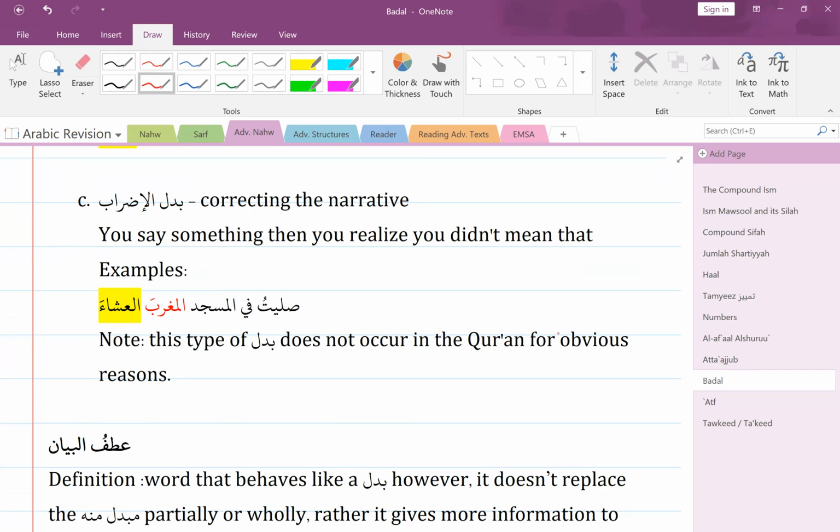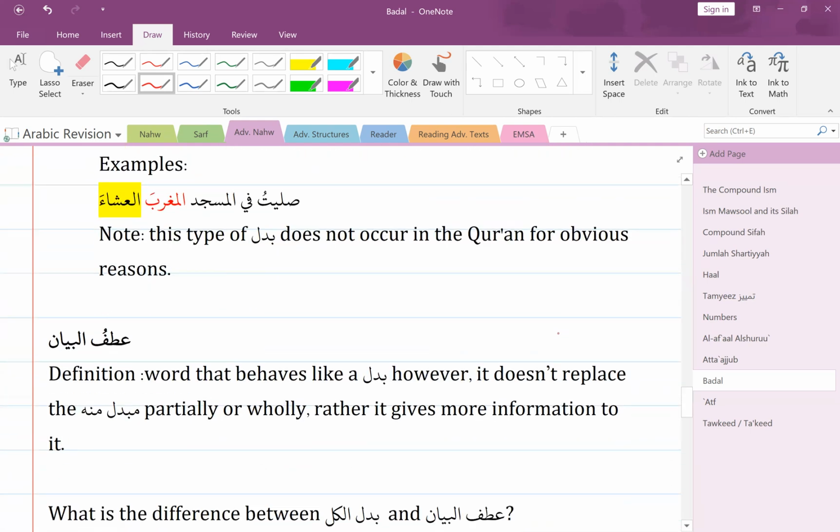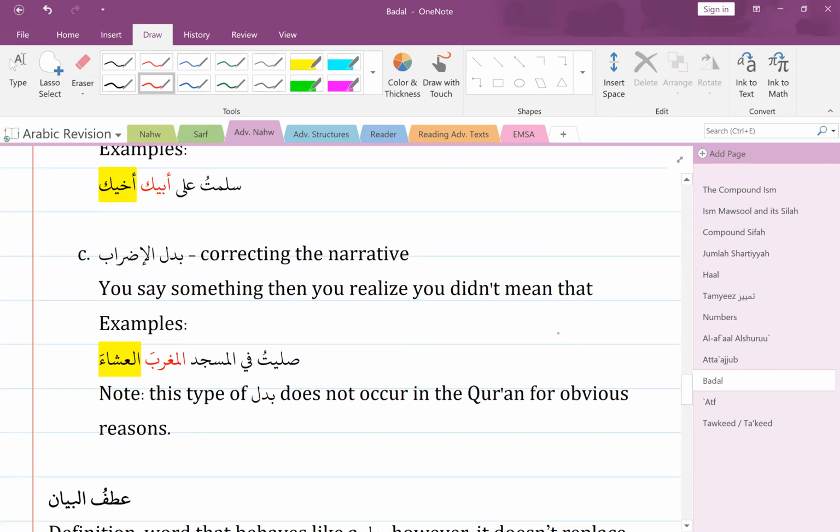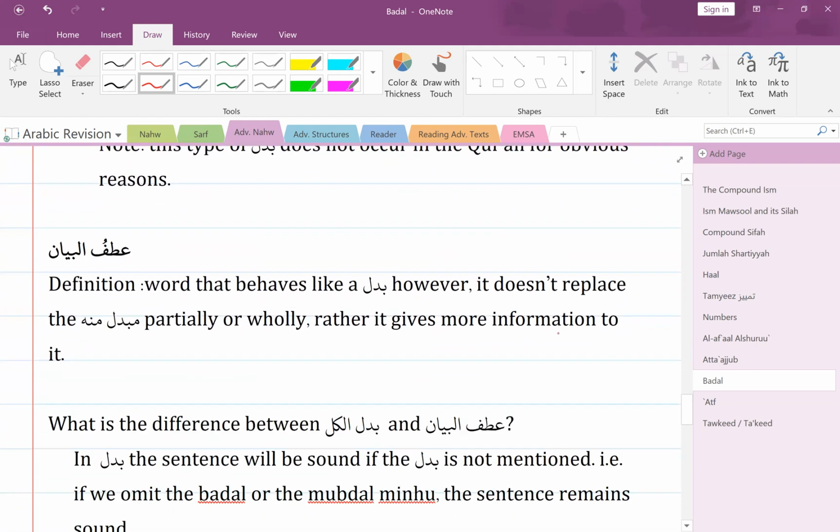What you just need to remember is that this type of badal does not happen in the Quran for obvious reasons, because Allah does not make mistakes. Allah does not need to correct mistakes that He makes, which He doesn't make. We know He doesn't make any mistakes. He is perfect. So this cannot apply to the perfect speech of Allah. This can happen to your speech and my speech, but not to the perfect speech of Allah. So this does not happen in the Quran. And of course, it's just about correcting a mistake. So we're not going to focus so much on that, unless there's a question on that. Yeah, so basically it's just a matter of correcting a mistake.